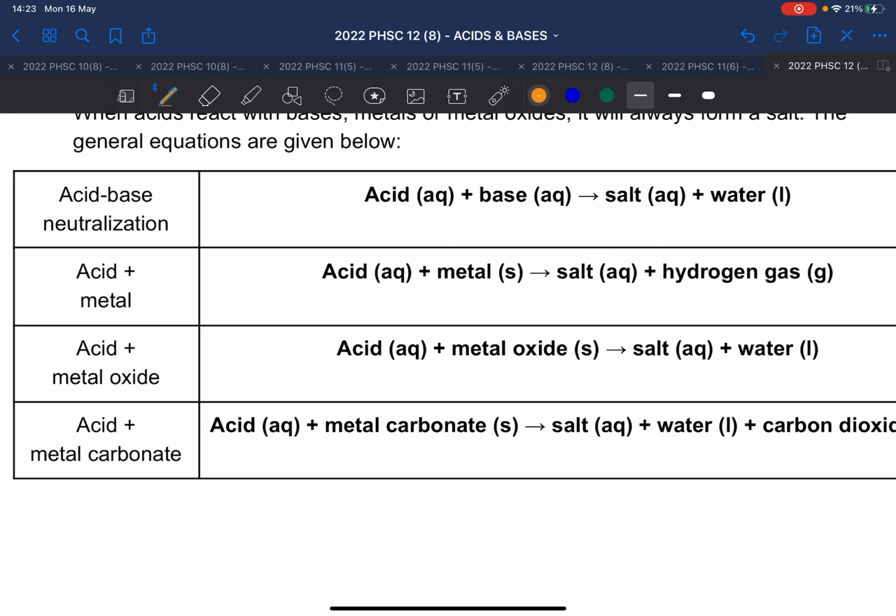What is hydrogen gas in Afrikaans? Say again? Waterstofgas. Waterstofgas.